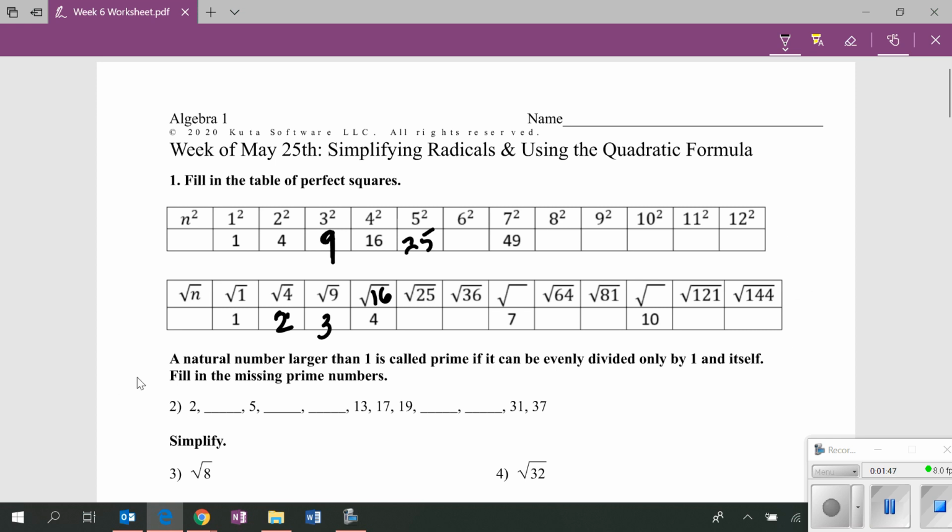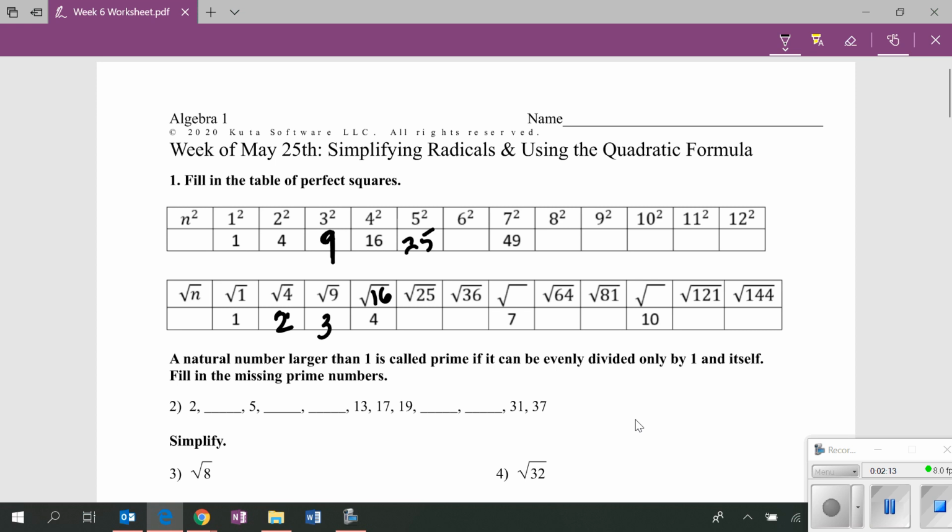Okay. A natural number larger than 1 is called prime if it can be evenly divided only by 1 and itself. So that means, for example, 4 is not a prime because you can divide 4 by 2. You can also divide by 4. You can divide by 1. Okay, so it has multiple factors.